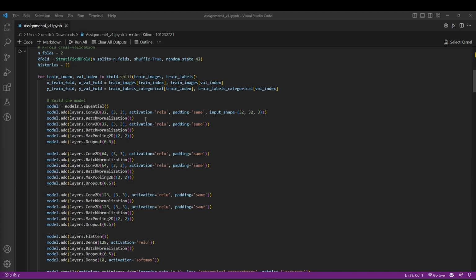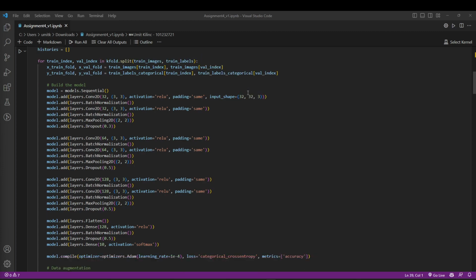Then inside the loop, we have x train fold and x val fold. These are for training and validation images. In the meantime, y train fold and y val fold are the corresponding one-hot encoded labels. Then we move on to building our model inside the for loop. A convolutional neural network model is built.